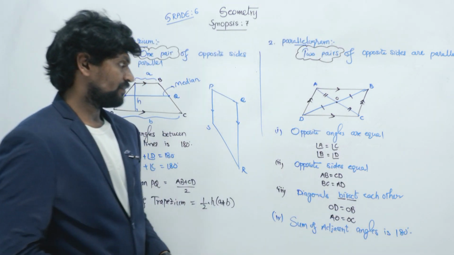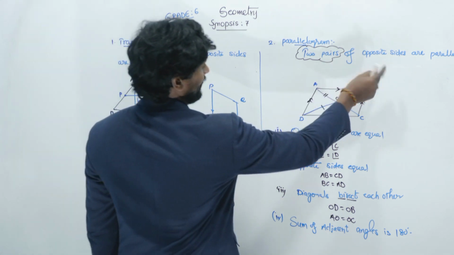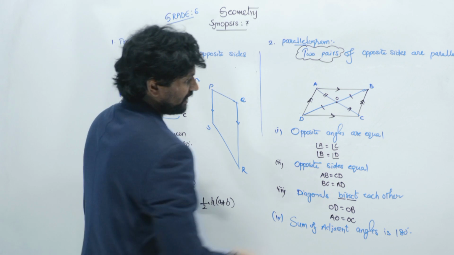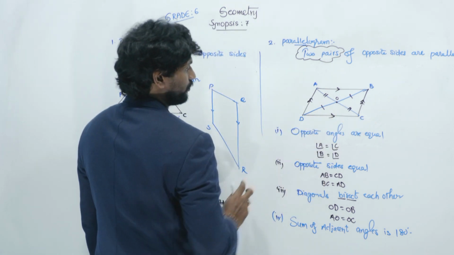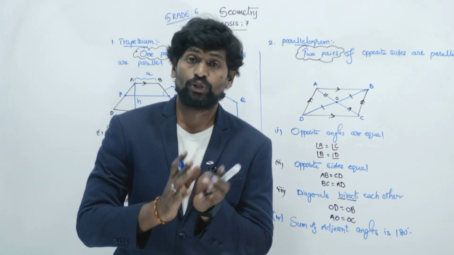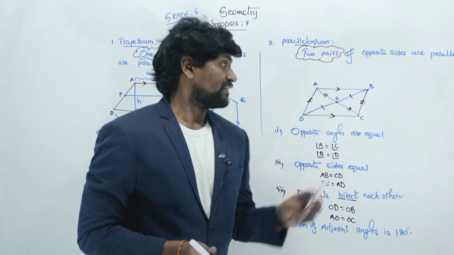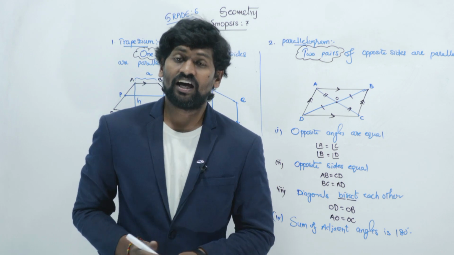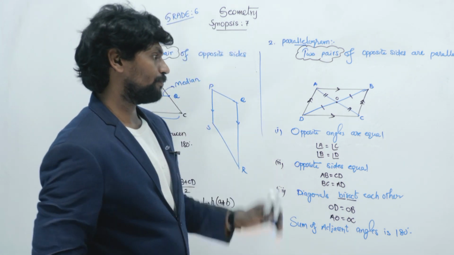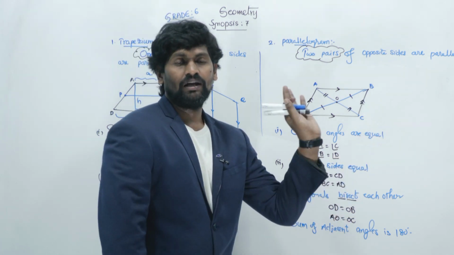Okay? That means angle A plus angle B equals 180, angle B plus angle C equals 180, angle C plus angle D equals 180, and angle A plus angle D also equals 180. The sum of any two adjacent angles in a parallelogram is 180 degrees. So mostly these 4 properties are there for a parallelogram.